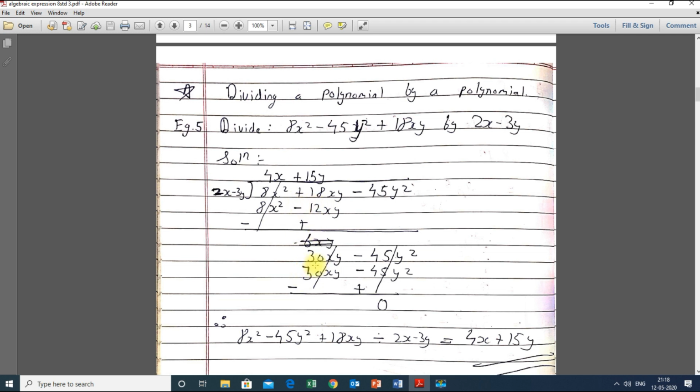So plus 30xy. We know that we don't add this up. In addition, we just add the constant. We don't add the variables. So 30xy, and minus 45y square comes as it is down. Now, again the same method. What I will multiply with 2x so that I get 30xy? We know that when we multiply 2 with 15, I get 30.